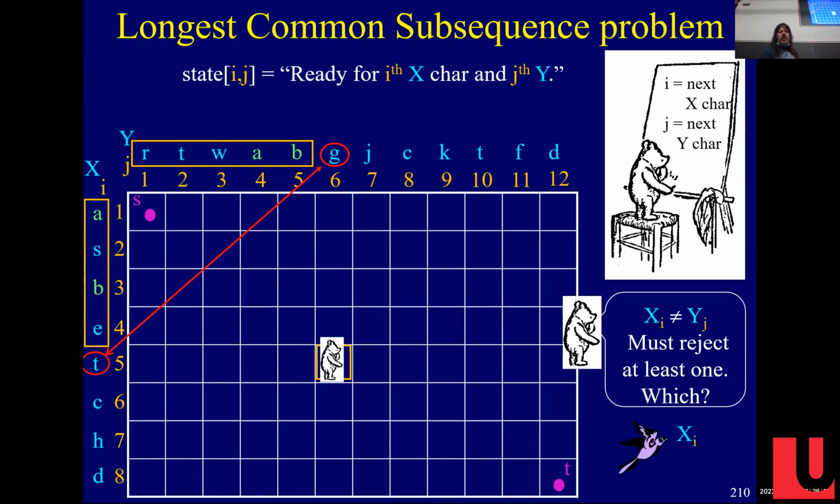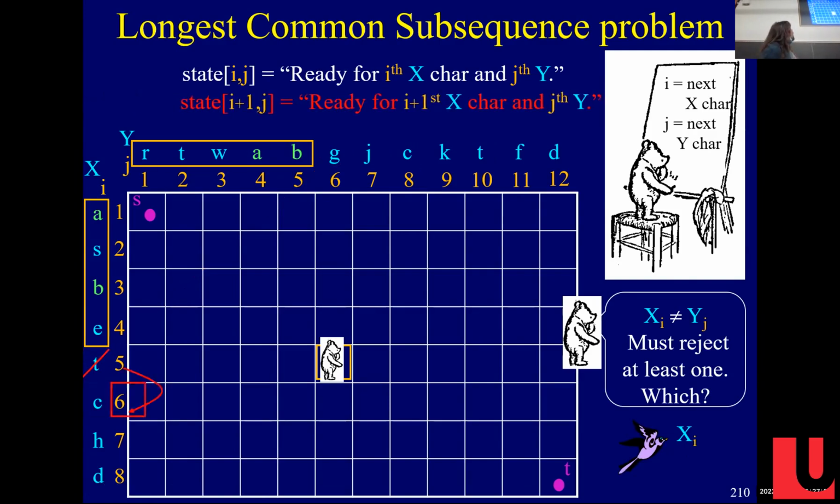Bird, there it is. If the bird says, move past xi, then that letter's gone. We're not going to use it, and we move down. Does that make sense? And when we move, that's an edge from here to here. So here I'm in state ij, ready for the ith and the jth letter. I move up to i plus 1 because I'm ready for the i plus first letter of x. And so we made that a little longer.